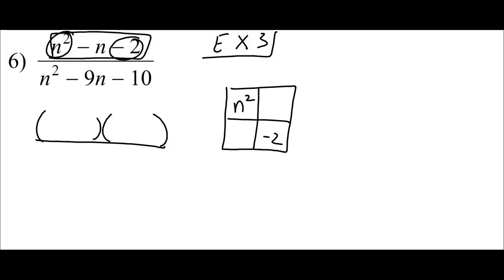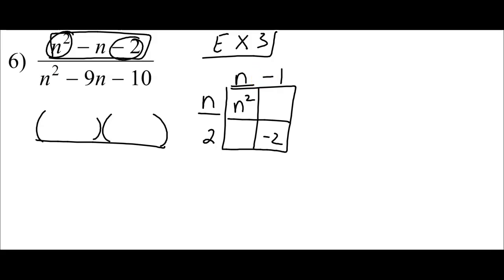And then we look for 2 numbers that multiply to make n squared. What would that be? N and n. There's only one way to do it, so that's nice. That means it has to be that. Also, 2 is kind of easy. There's only one way to get 2. It's 1 times 2, and I know that one of them has to be negative. So I'll just pick one for now.